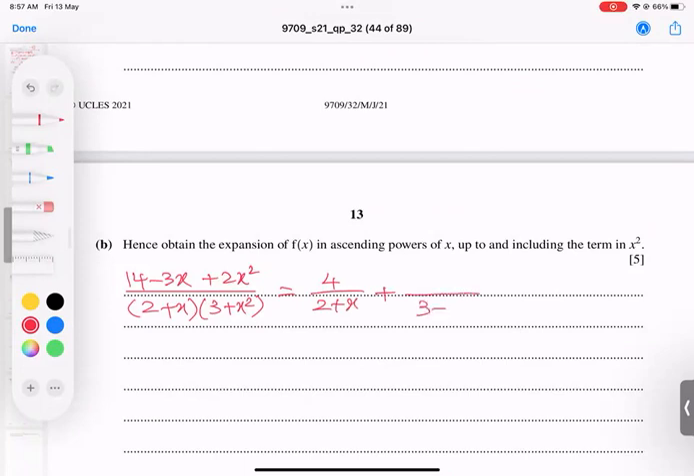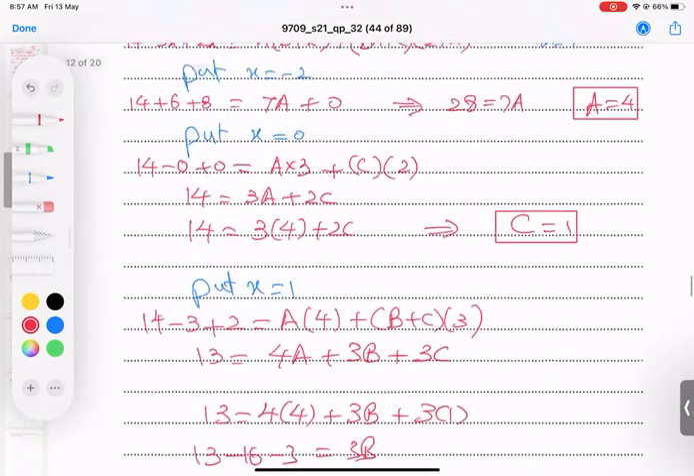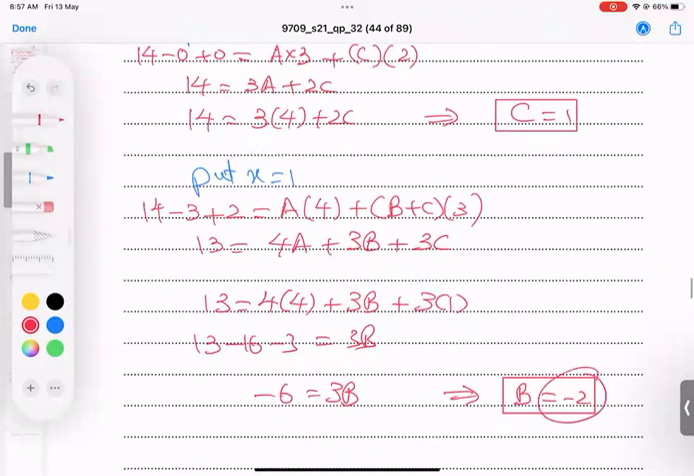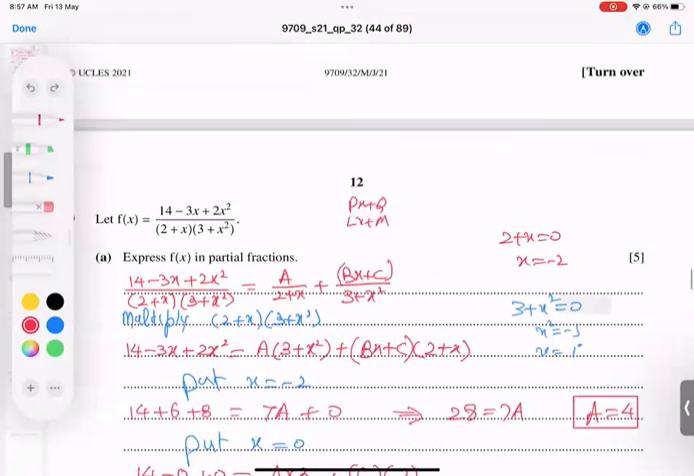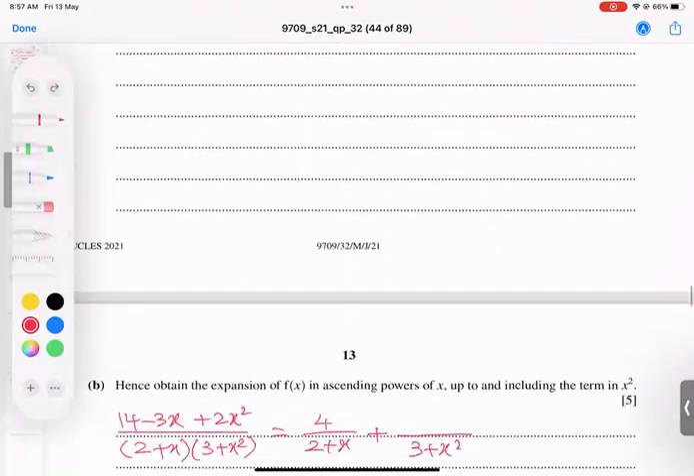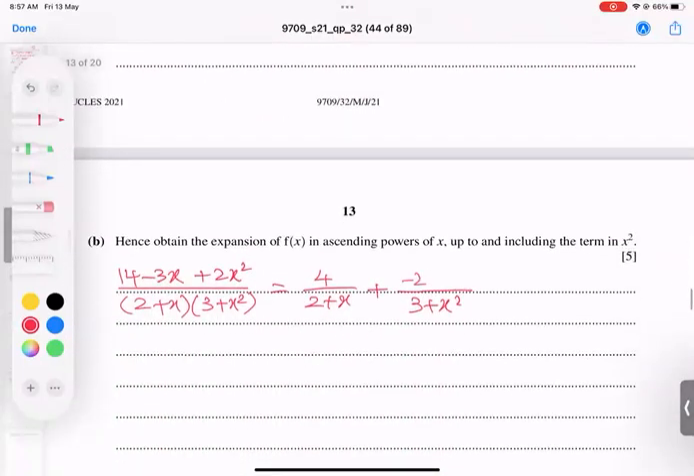And down 3 plus x squared, and b and c. You see, bx plus c. The b value is negative 2, and c is 1. So negative 2x plus 1. Negative 2x plus 1. All right.